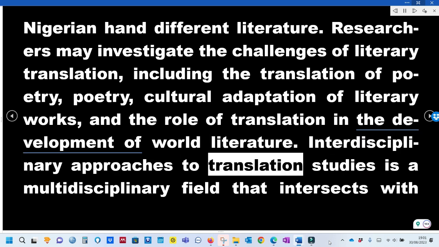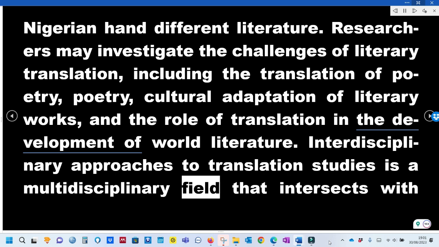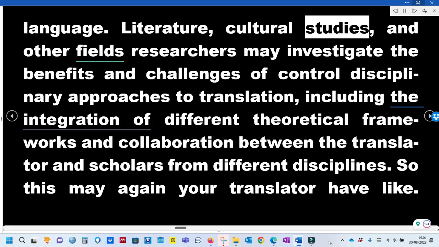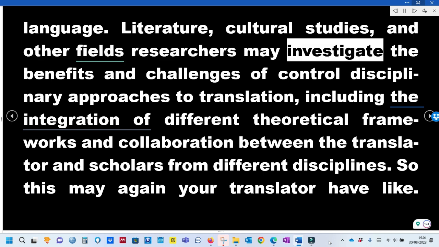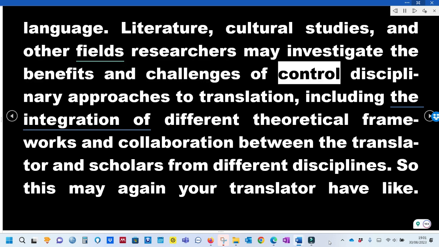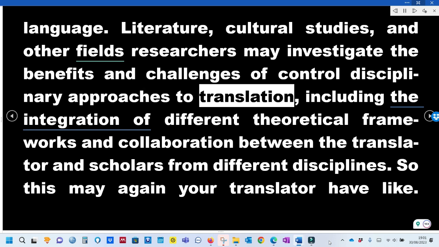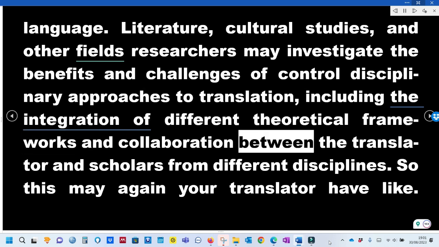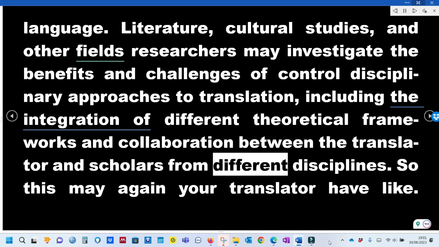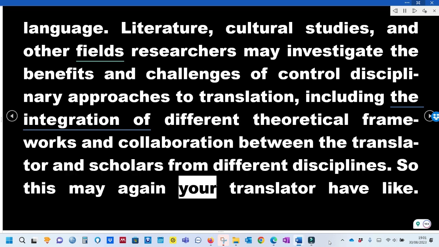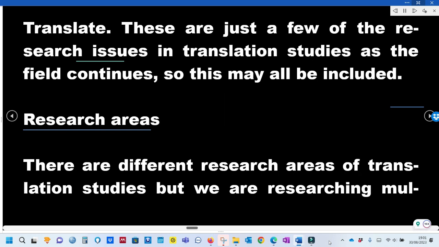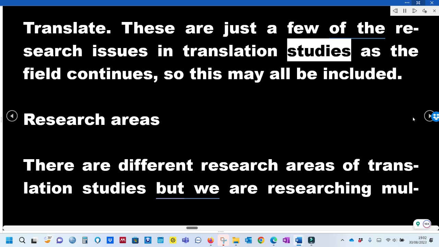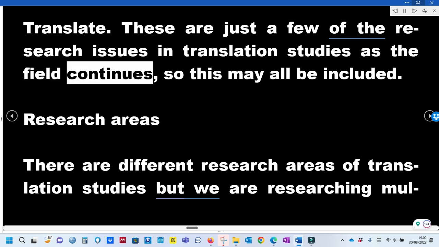Interdisciplinary approaches. Translation studies is a multidisciplinary field that intersects with language, literature, cultural studies, and other fields. Researchers may investigate the benefits and challenges of interdisciplinary approaches to translation, including the integration of different theoretical frameworks and collaboration between translators and scholars from different disciplines. These are just a few of the research issues in translation studies.